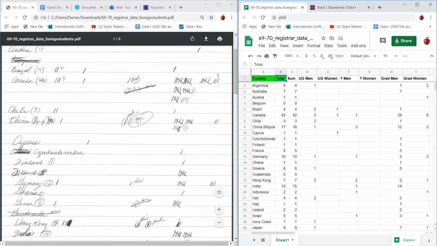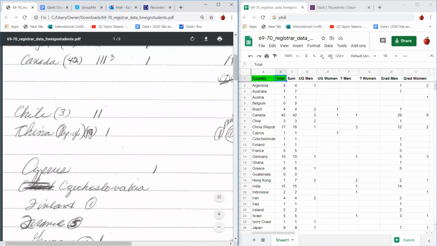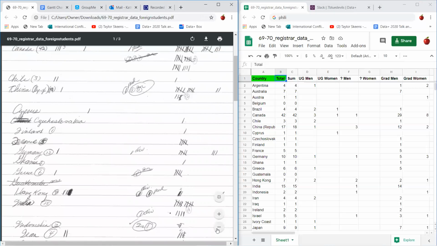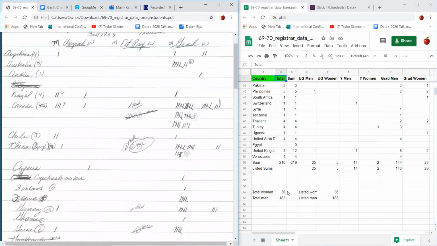Additionally, there's this one over here where it's a China, and if you zoom way in on that, it appears to say 17, but it looks like the record keeper has recorded that number over an erroneous number or something like that. So some of these are a little bit hard to read, but I put those down as best as I could.